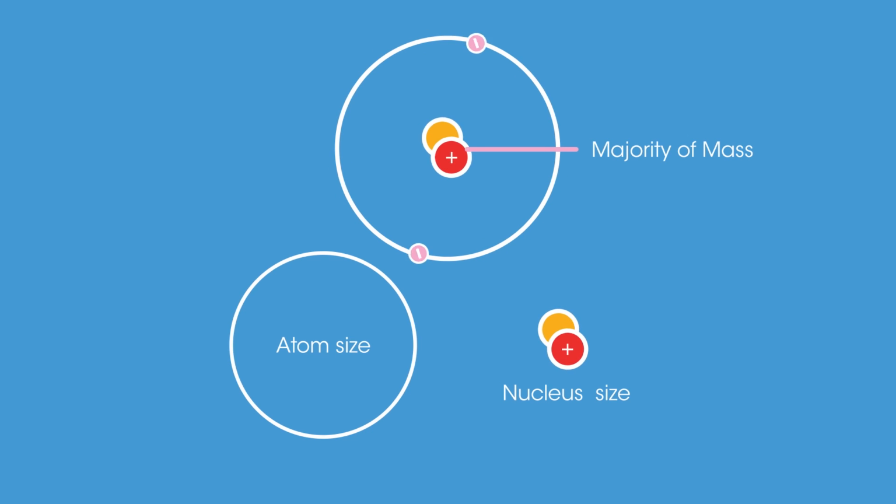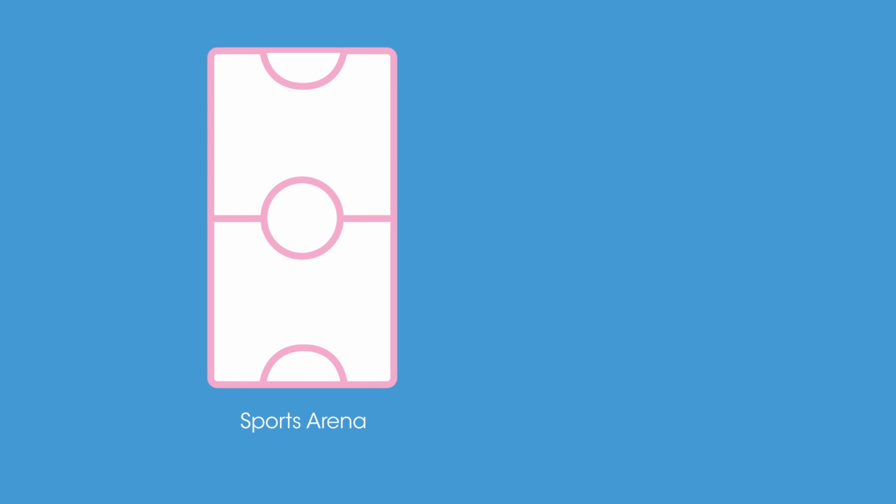In fact, electrons can orbit really far away from the nucleus. If the atom was the size of a sports arena, the nucleus could be the size of a pea in the middle.